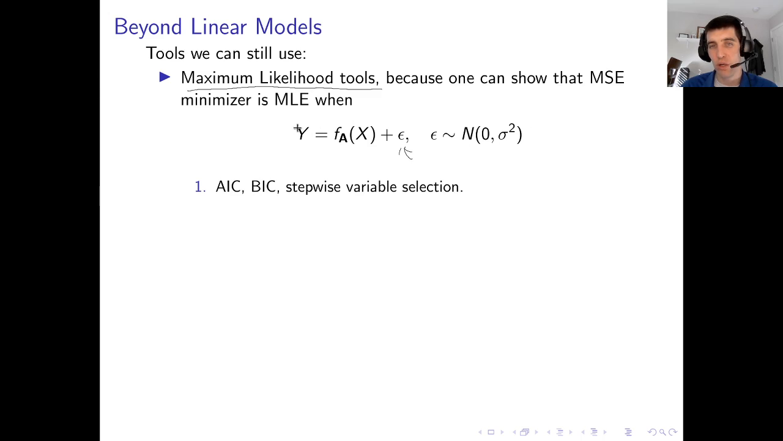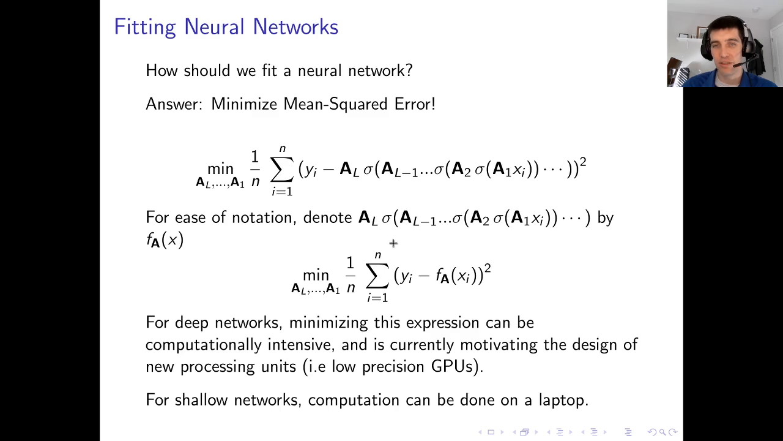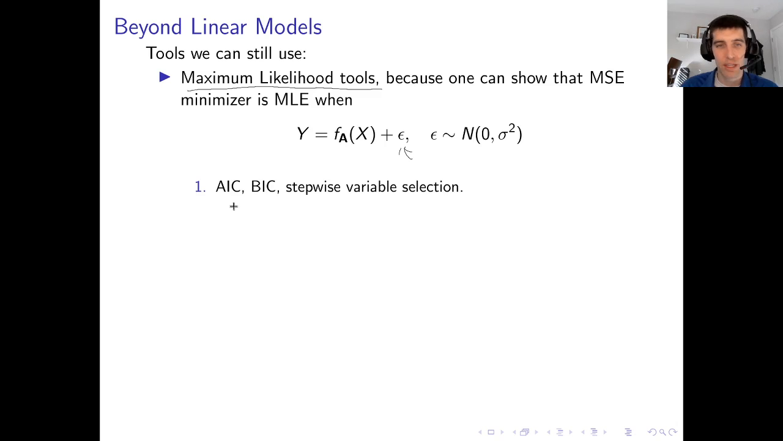You can show that the maximum likelihood estimator of the A's is equal to this expression. You take the log likelihood, instead of maximizing the log likelihood, you minimize its negative, and you end up with some expression that looks like this. Okay. So in that vein, maximum likelihood tools are still valid.